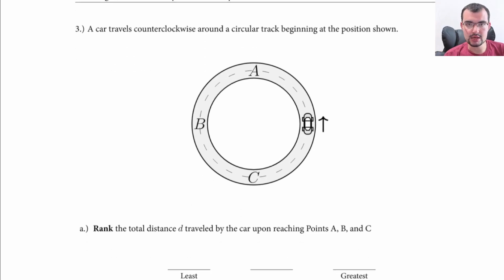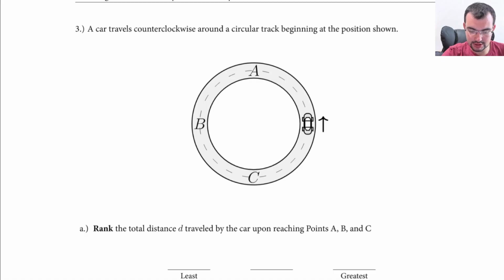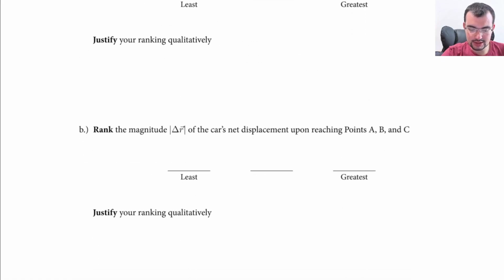This is the question about displacement and distance. So if there's a question to know, it is this one. This is a pretty basic example, but it does come up quite a lot. We have a car traveling counterclockwise around a track. You want to rank the total distance the car has traveled upon reaching A, B, and C, and the displacement vector magnitude of the car upon reaching A, B, and C.